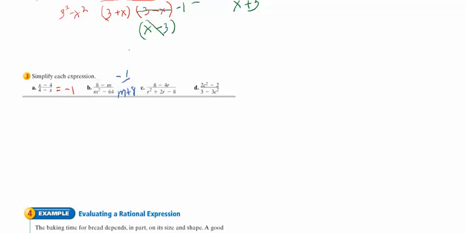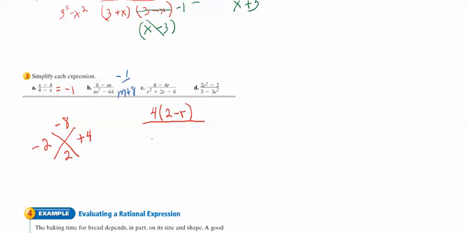Does this one have anything in common? It looks like they both have a 4, so I'm going to take a 4 out, and it's going to be 2 minus r. At the bottom, I need to factor using my x, so we have negative 8 and a positive 2. One's negative, one's positive. It's going to be a 4 and a 2.